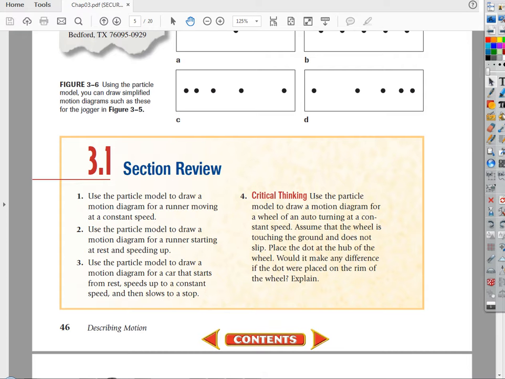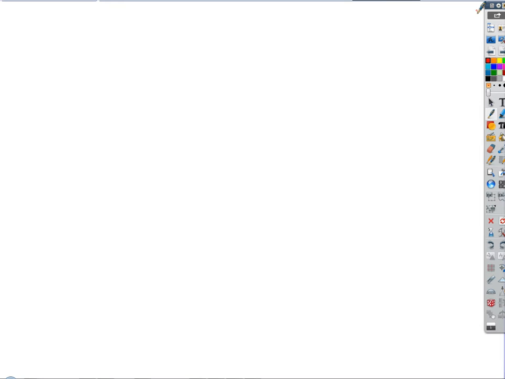So use the particle model to draw a motion diagram for a car that starts from rest, speeds up to constant speed, and then slows to a stop. All right? Fair enough. Who wants to give that a shot? Can I draw it? Yes, you can. Come on up. Come draw it. There you go, right here. You can use the fancy Promethean.